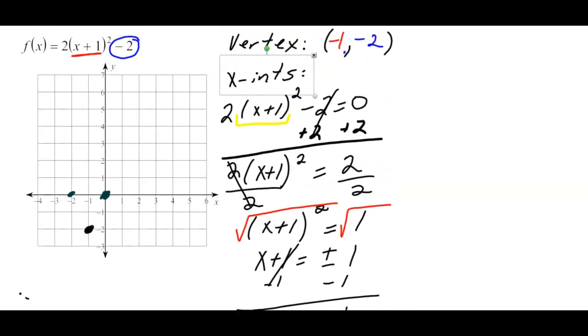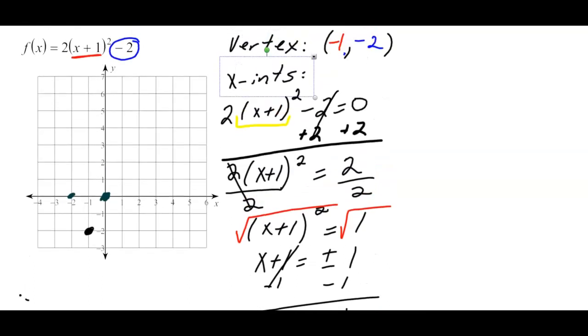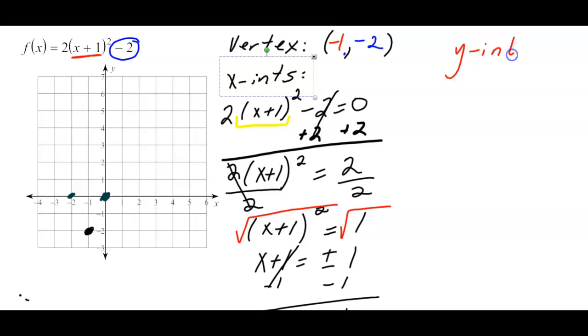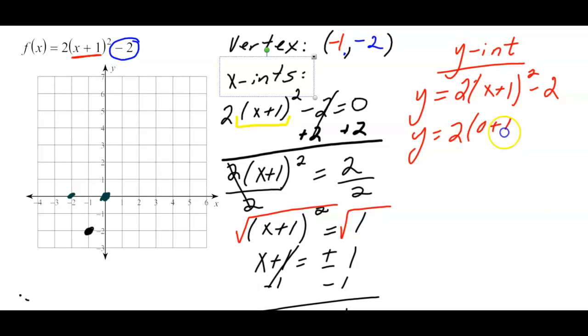Okay, and then the last thing I want you to find is your y-intercept. So for your y-intercept, you're going to put zeros in for your x's. So first, just go ahead and rewrite your equation. y equals 2 times the quantity x plus 1 squared minus 2. Okay, and then we're going to go ahead and put in zeros for our x. Okay, simplify that. y equals 2, 0 plus 1 is just 1.